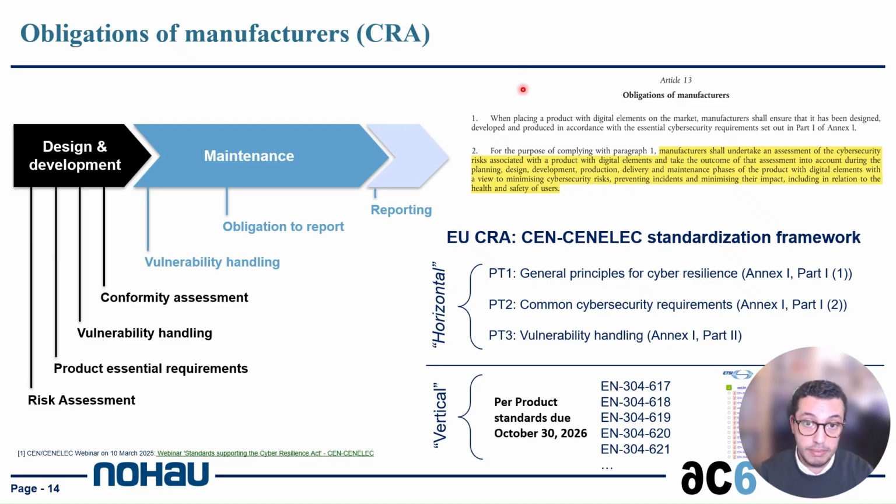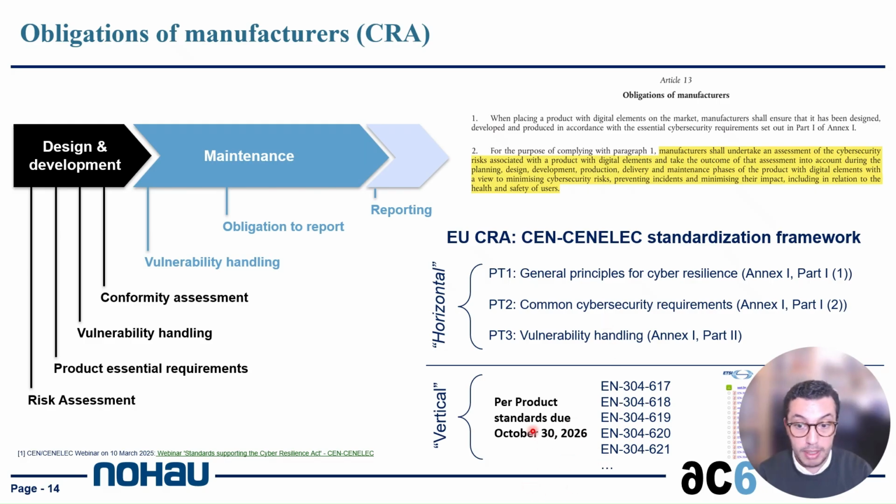So this translates into our development workflow. We start from the product risk assessment. This is the first thing that we should do. Then we implement the essential requirements. Based on that, we define the update and vulnerability handling strategies, and we capture evidence at every step for conformity later. And during maintenance, the same structure is used to handle vulnerabilities and reporting consistently. So PT1, PT2, and PT3, the horizontal standards, describe what must be achieved. The next step is understanding where these obligations sit in our day-to-day engineering lifecycle.